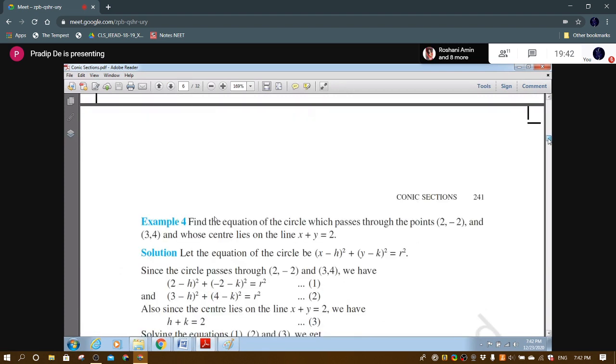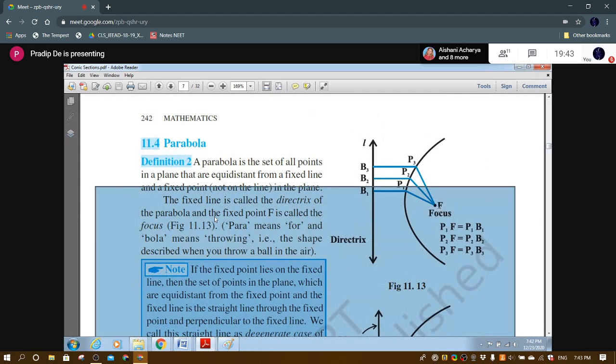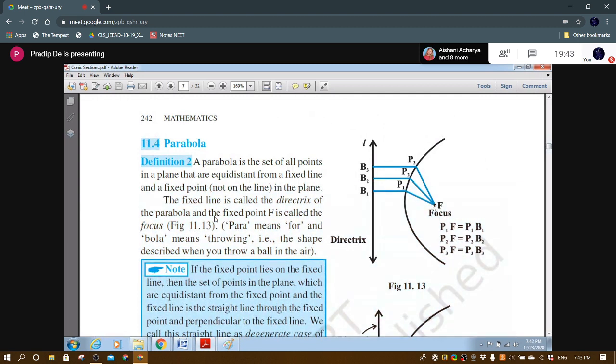How do you get the equations? Very quickly, this is that parabola. Fixed point focus. This is a fixed line directrix. And you take any points P1, P2, P3. They are showing, explaining that the distance of the point from the focus and the distance of the point from the directrix, they are equal.